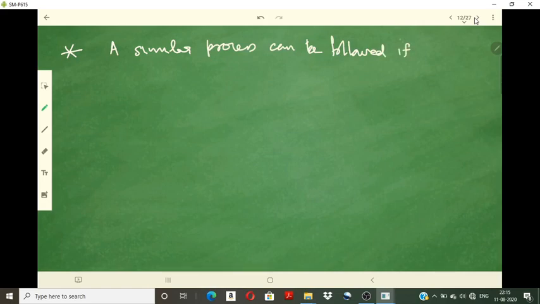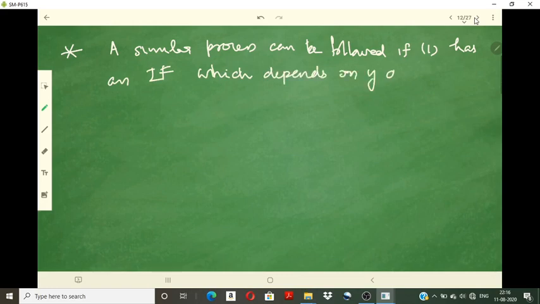Now a similar process can be followed if equation 1 has an integrating factor which depends upon y alone. Now if μ is a function that depends only on y, then in the same way we can calculate it. The reason is, we know (μM)_y is the same as (μN)_x.